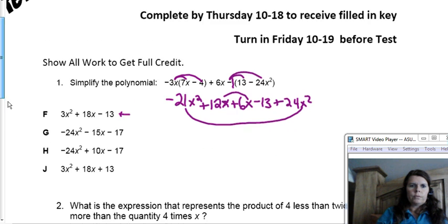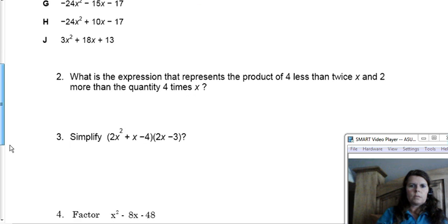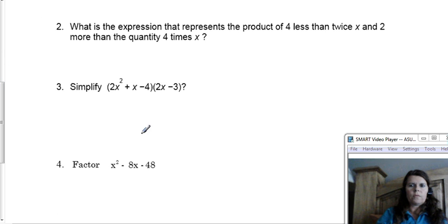Number 2. What is the expression that represents the product of 4 less than twice x and 2 more than the quantity 4 times x? So 4 less than twice x. So that's twice x, 2 times x, minus 4. It's not 4 minus 2x. It's 4 less than twice x. So that's one of our quantities.